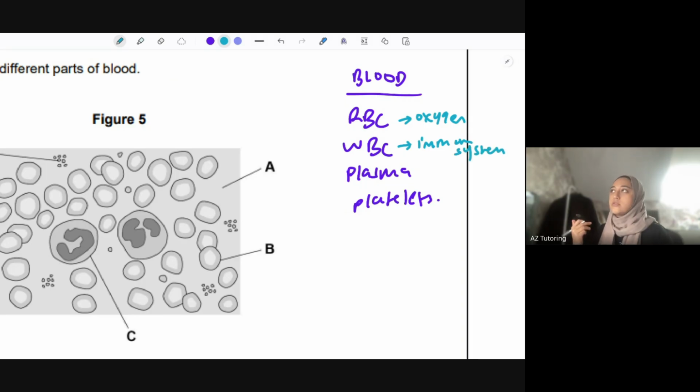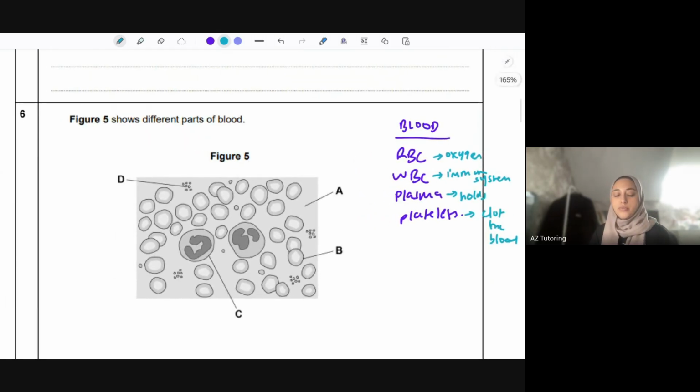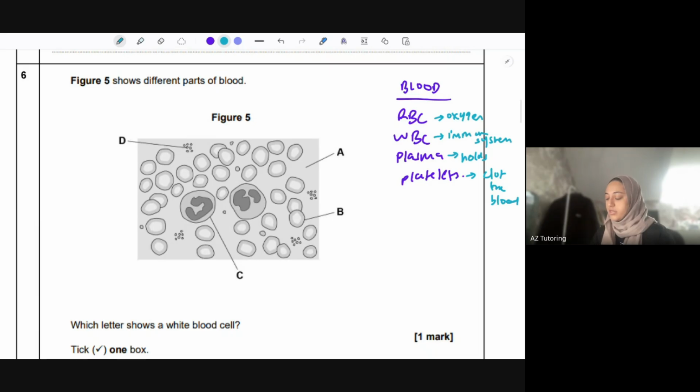So the phagocytes, the lymphocytes, and so on, are to do with the immune system. The plasma essentially holds everything together. It's a liquid in between. And then platelets, they clot the blood. The reason why you would want to clot the blood is, say if you get a cut, for example, you don't want to be continuously bleeding out. It scabs. That scab is caused by the platelets. So they're the 4 things that are inside the blood.